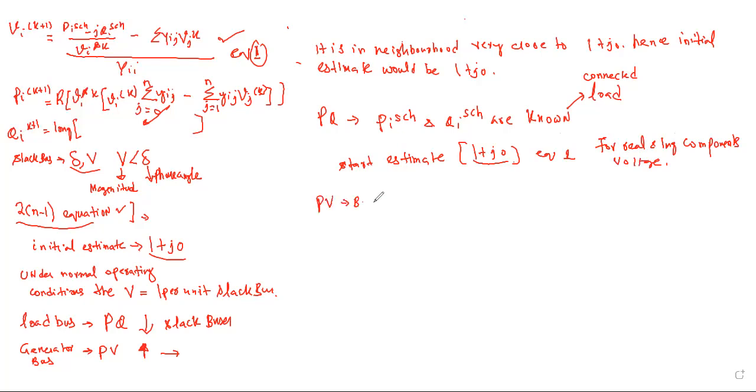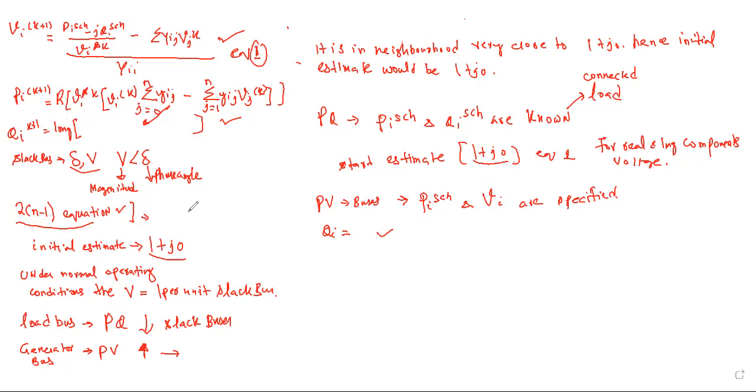In the PV buses, you know the value of the scheduled power, and the value of the voltage, V_i, is specified. The missing value you can get from the Q equation, which is the imaginary part. For the reactive power, to get the Q_i value, you can get it from this equation by substituting, because in PV buses P_i schedule and V_i are known. So here you only have to put the value of V_i, and the values will be automatically generated for Q_i from this equation.